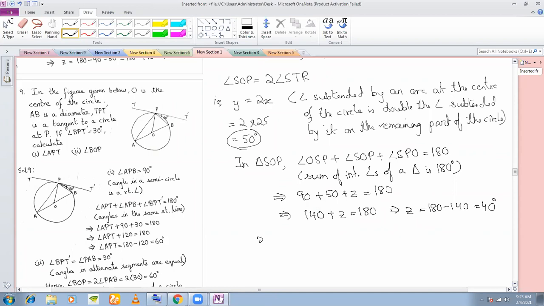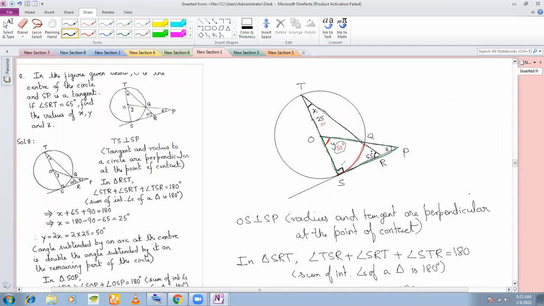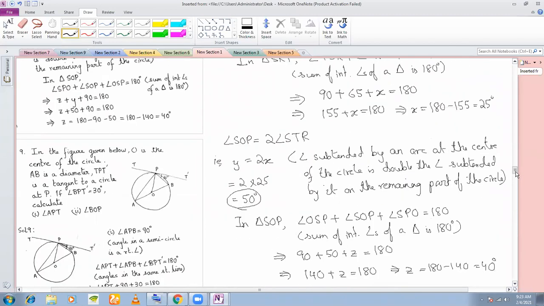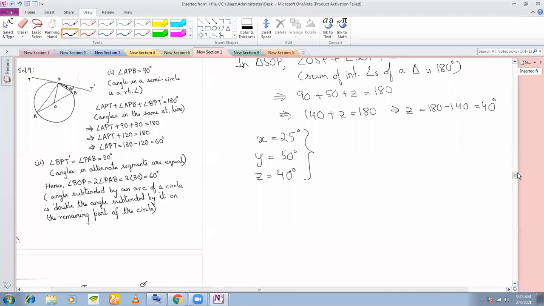So what are the values here? X we have found out to be 25 degree. Y we have found out to be 50 degree. And z we found out to be 40 degree. That's it. Any questions on this problem? Fine. Shall we move on to the next problem.